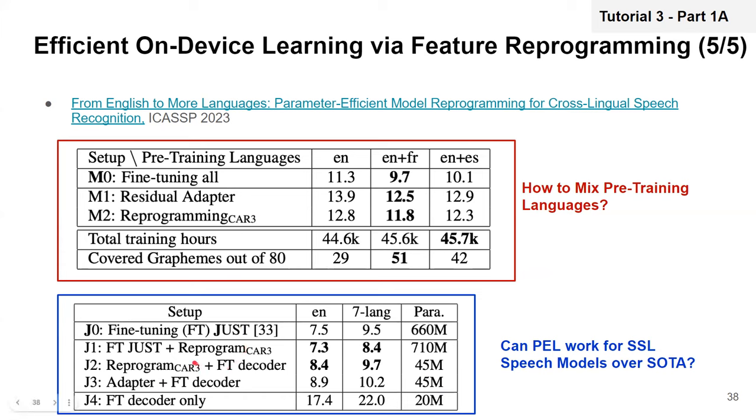We can find out by adding this reprogramming mechanism, or a mix of adapter and prompting mechanisms, on your pre-trained model, you can actually use only 10% of the parameters to get a similar result compared to the full model. These will still need decoder fine-tuning, but it's way better than only fine-tuning the decoder. But the result has been reported in my theory on ICASSP in the previous section.